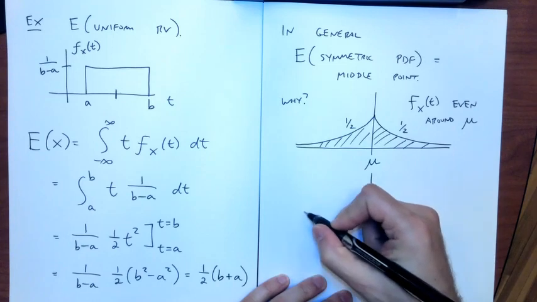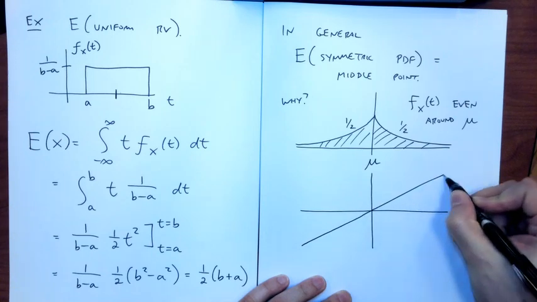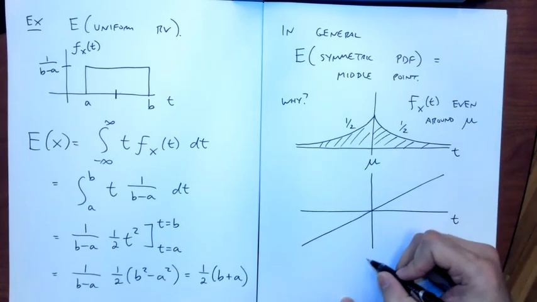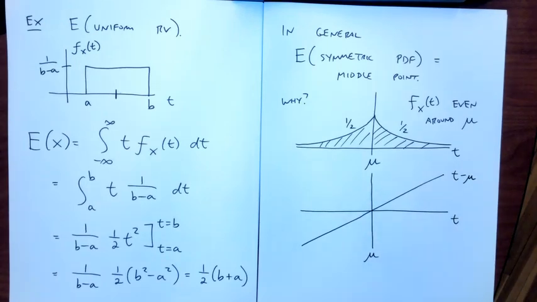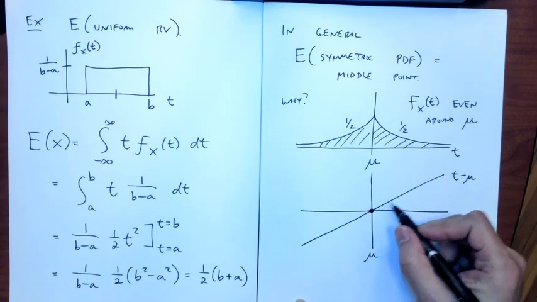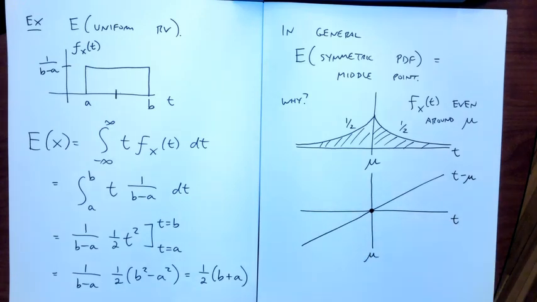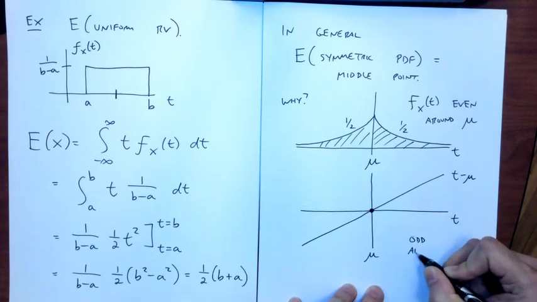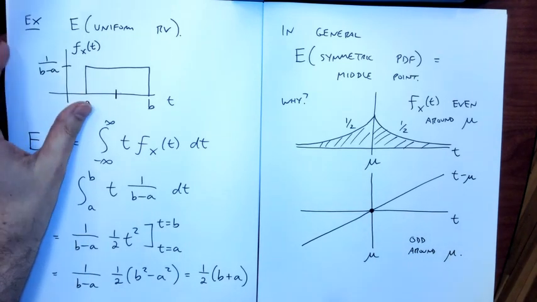Now let me think about what this function is. I'm going to call this function t minus mu. If I were to plot that function, at mu it's equal to 0. When t is greater than mu, it grows linearly. When t is less than mu, it goes linearly the other way, right? And so I can see this function is odd around mu. So what do I get when I multiply these things together?